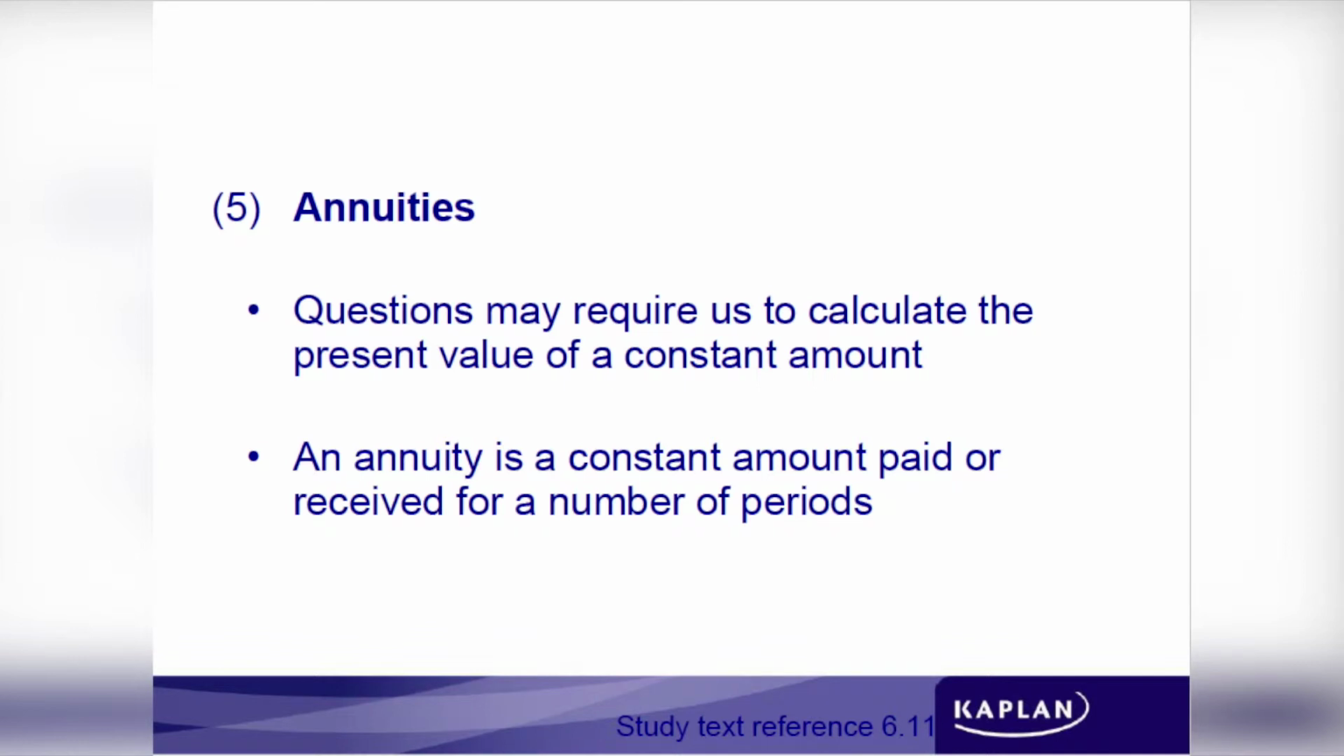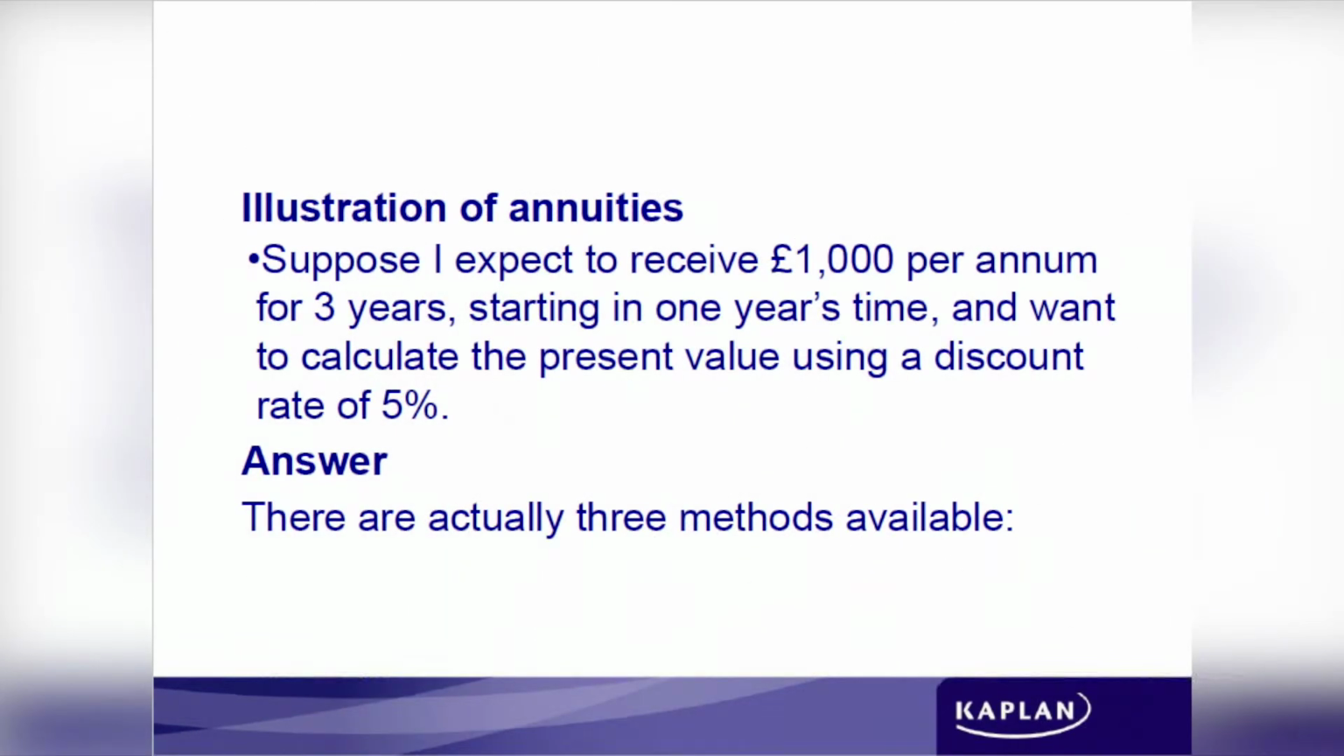So let's look at an illustration, then we jump into the calculations without wasting much time. Suppose I expect to receive £1,000 per annum for 3 years, starting in 1 year's time, and I want to calculate the present value using a discount rate of 5%. How do I do it? There are 3 ways of doing it.